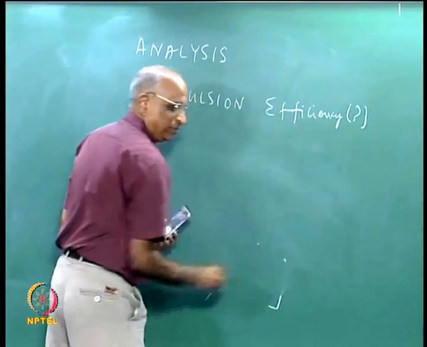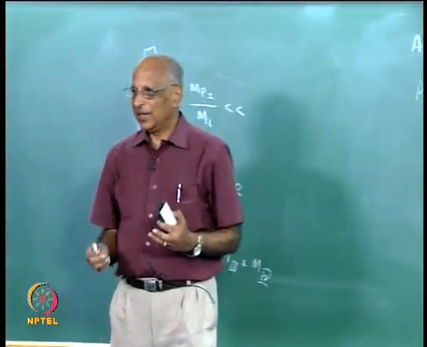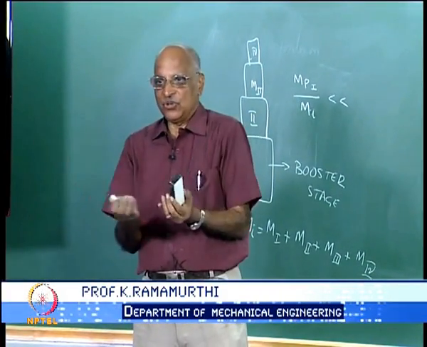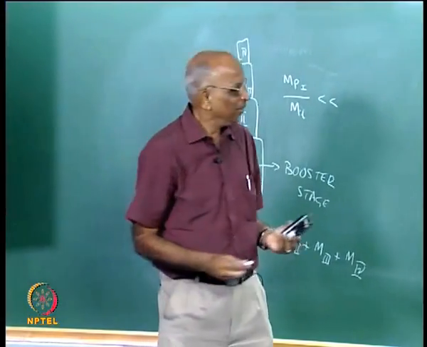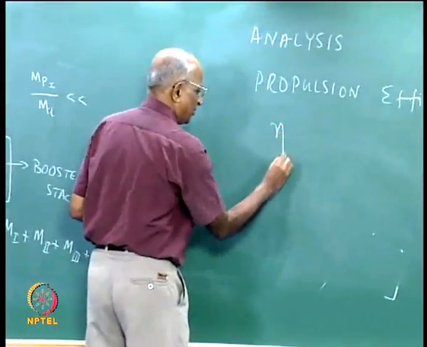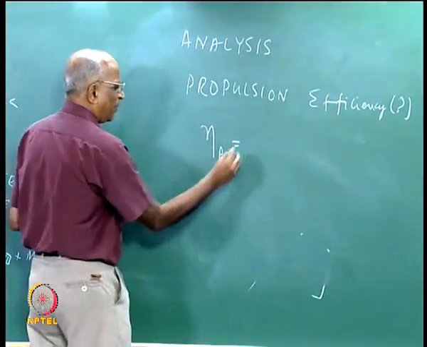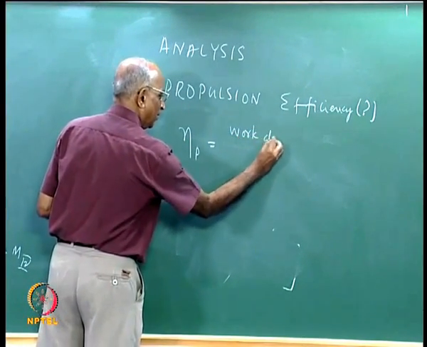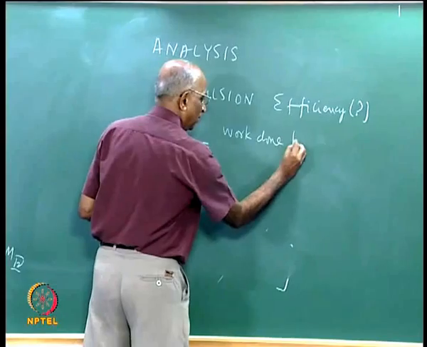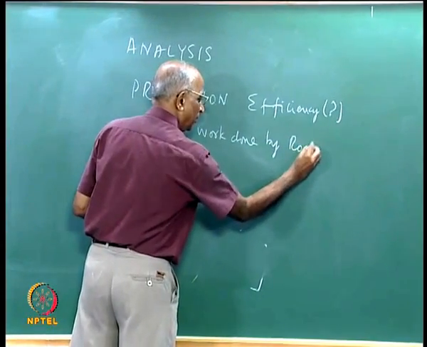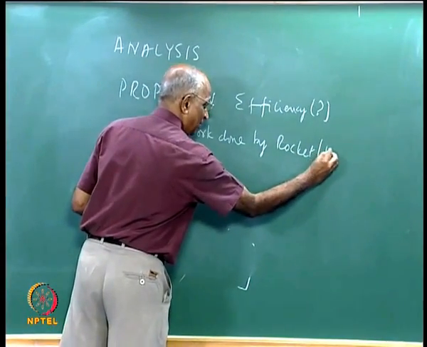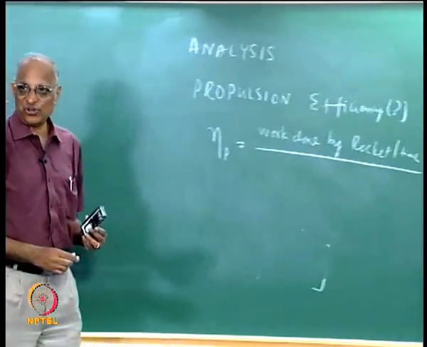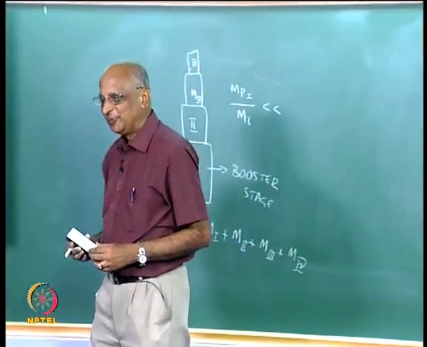How do I define it? It has to do something about the forces, how it is moving up, or the power which you are giving, the power it is producing. Therefore, I say, well, propulsive efficiency is something like the power generated by a rocket, or let us say work done by the rocket per unit time, let us say, divided by what should it be? What is your guess?